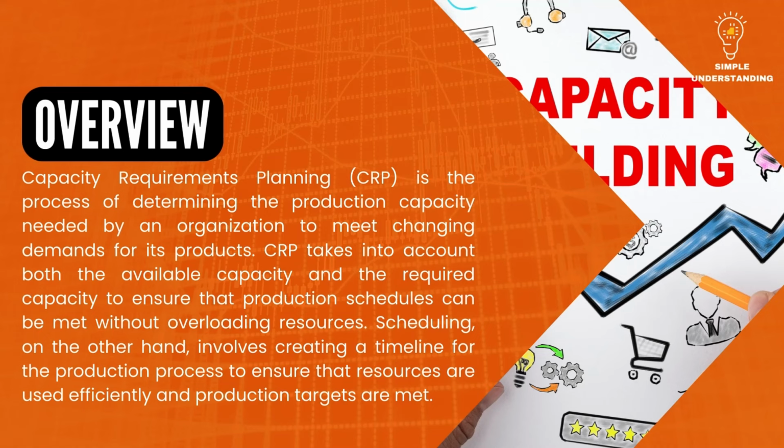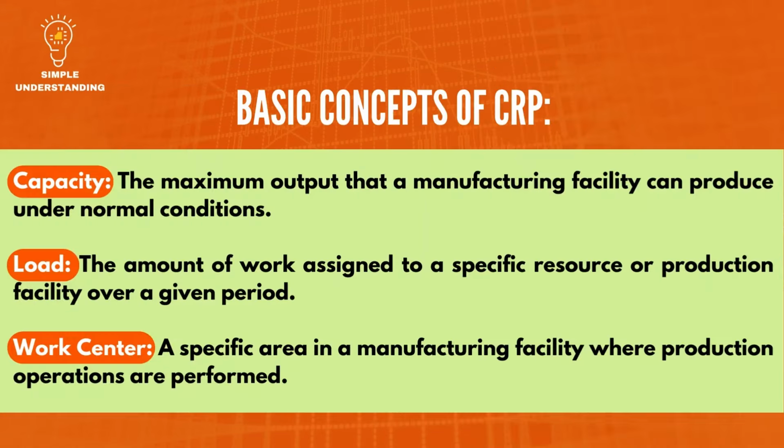Scheduling, on the other hand, involves creating a timeline for the production process to ensure that resources are used efficiently and production targets are met. Key topics. 1. Basic concepts of CRP. A. Capacity. The maximum output that a manufacturing facility can produce under normal conditions. B. Load. The amount of work assigned to a specific resource or production facility over a given period. C. Work center. A specific area in a manufacturing facility where production operations are performed.